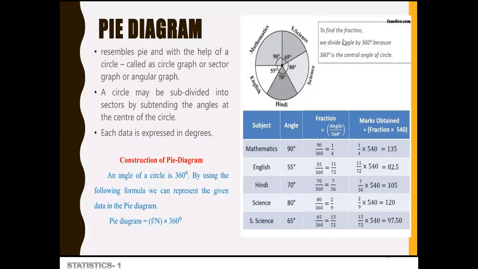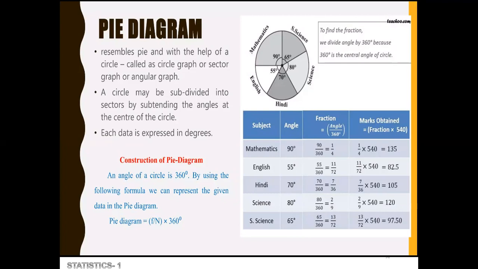This is called a pie diagram because a sector represents a pie, and with the help of a circle, we draw sectors that are differentiated. Different values are differentiated by different sectors. For example, in this example, you can see the overall representation of different subjects. Here, the entire circle measure is 360 degrees, which is divided into different segments.